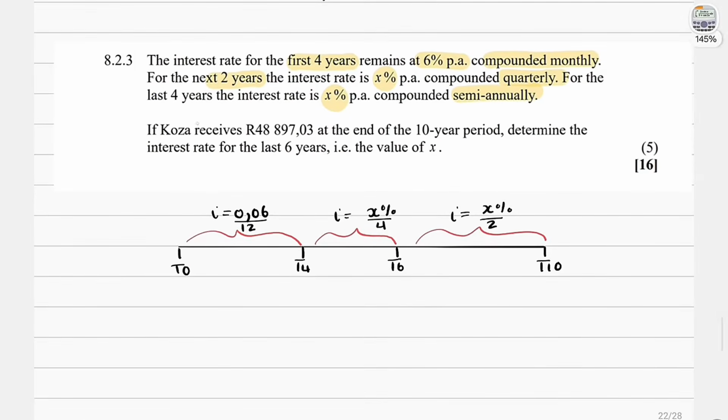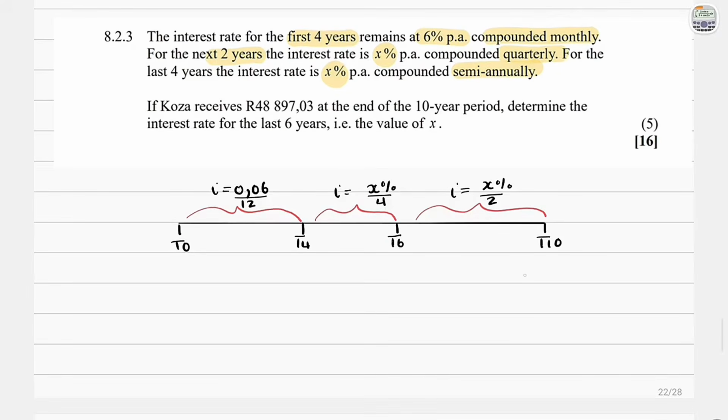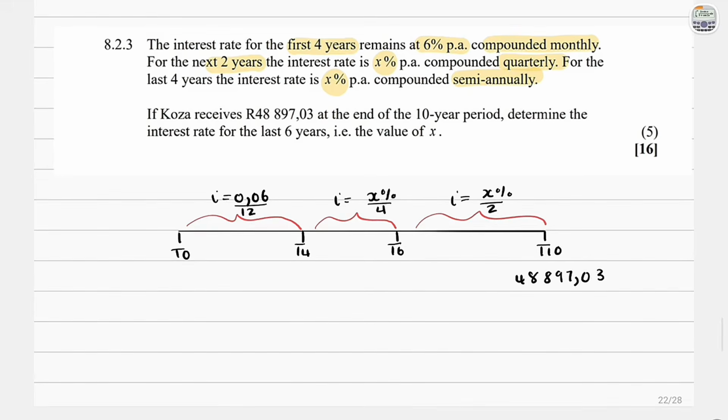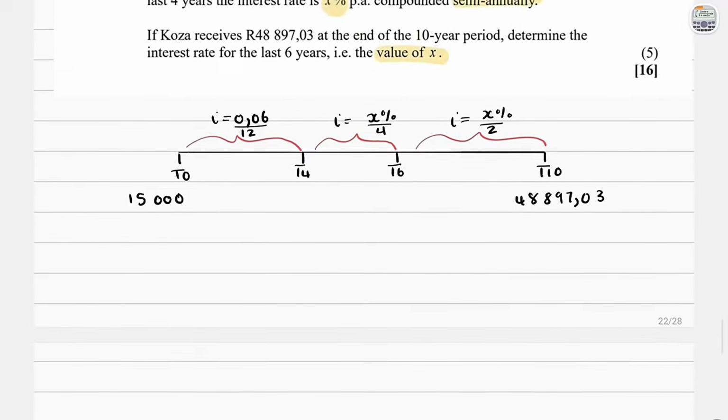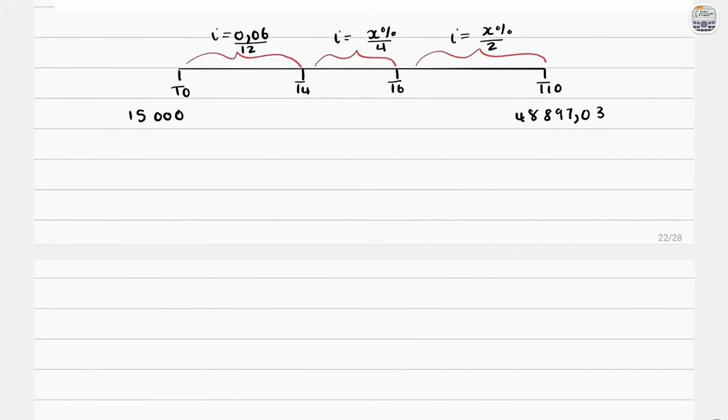And what they tell us is if Koza receives 48,897 Rand, okay, and 3 cents at the end of the 10-year period. So this is what he gets at the end. It's 48,897.03. At the end of this period, the 10-year period, determine the interest rate for the last 6 years, i.e. the value of X. Okay, so just find the value of X. So it's still the same amount going in. It's still 15,000 Rand. And we're just going to have to substitute this and then find the value of X.